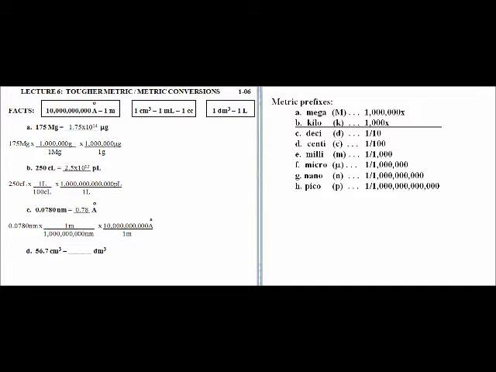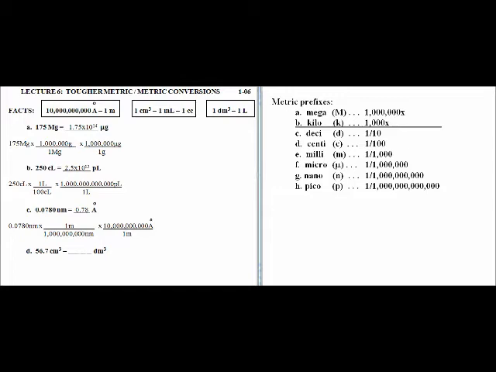We'll do this easily by converting centimeters cubed to milliliters, milliliters to liters, and then liters to decimeters cubed. We'll set this up as 56.7 centimeters cubed times 1 milliliter over 1 centimeter cubed. This way, the centimeters cubed cancel out, and we're left with milliliters.